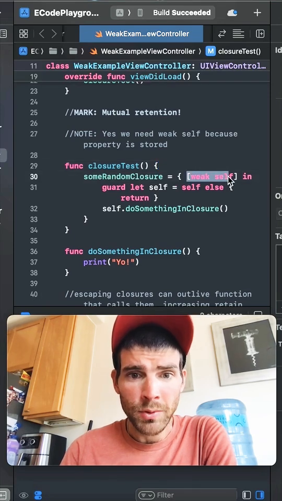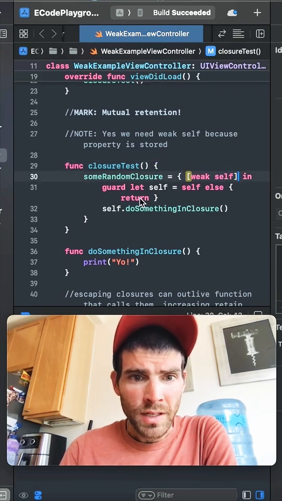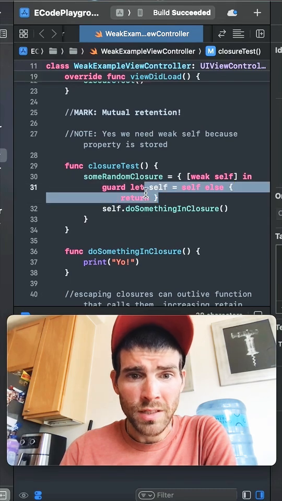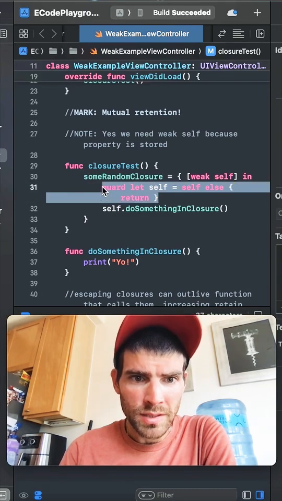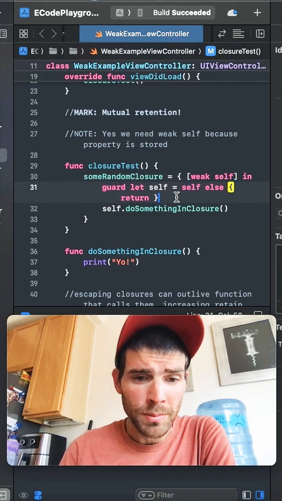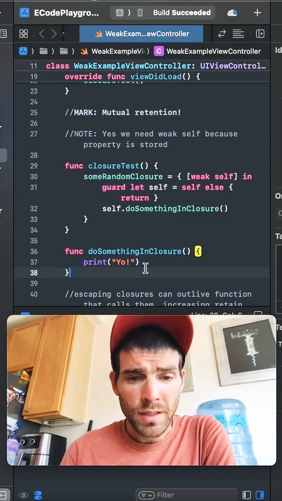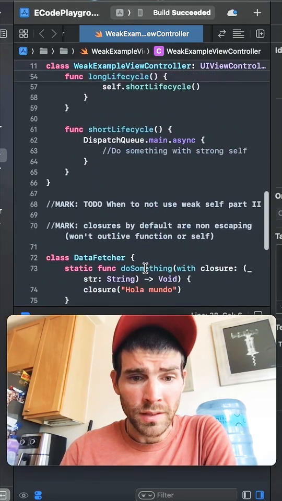Because of that, I'm going to put weak self just to be safe. And because weak self can be nil, I do this guard statement right here just to make sure the program doesn't crash. So one of the other areas to look out for is lifecycle.